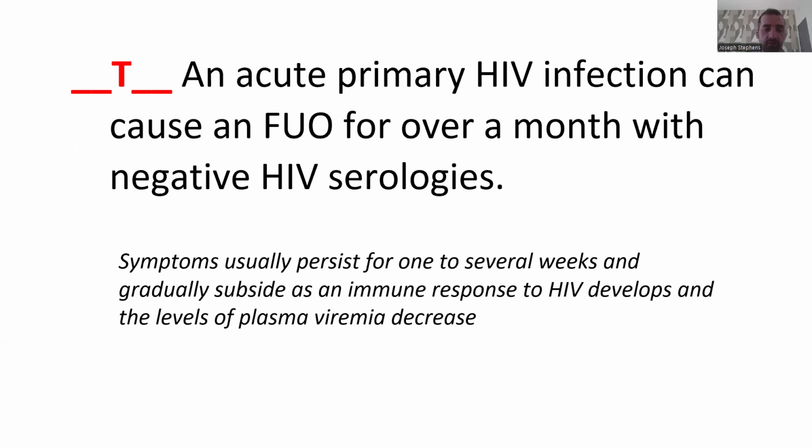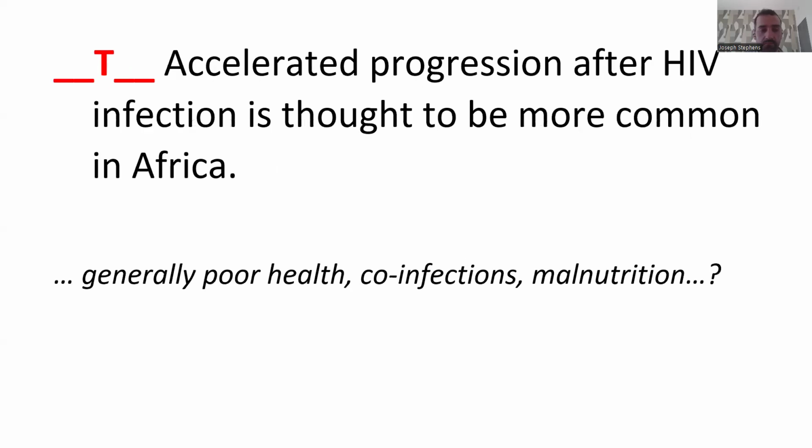Okay. True or false? An acute primary HIV infection can cause an FUO for over a month with negative HIV serologies. That's true. Symptoms usually persist for one to several weeks and gradually subside as an immune response to HIV develops and levels of plasma viremia decrease. So if you are considering primary HIV infection as a cause of FUO, it's important to repeat serologies several weeks after the person has had the FUO.